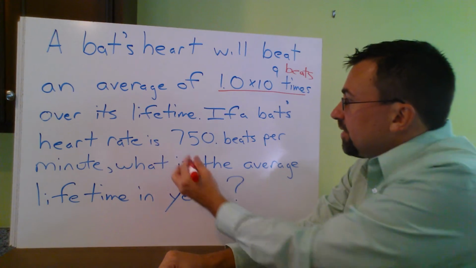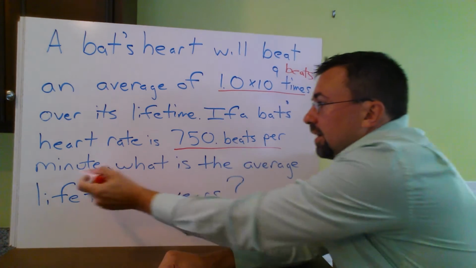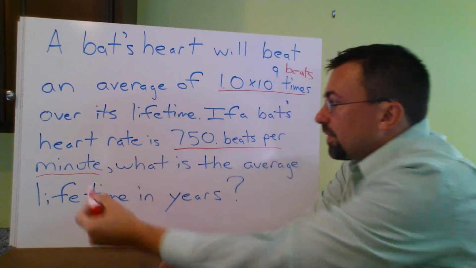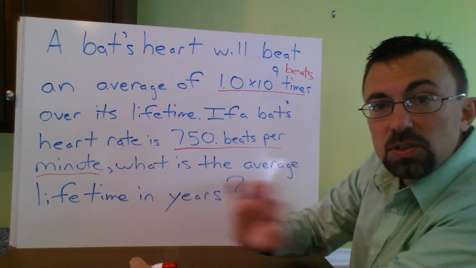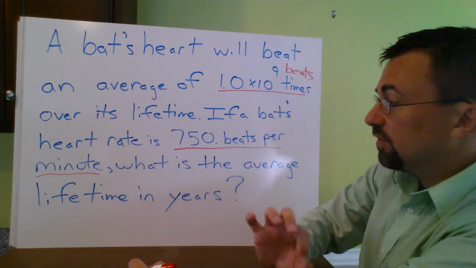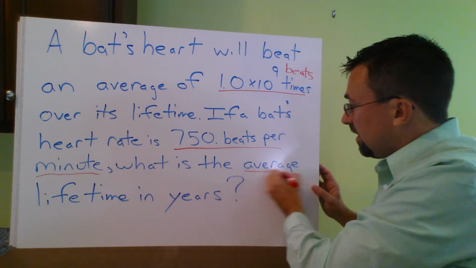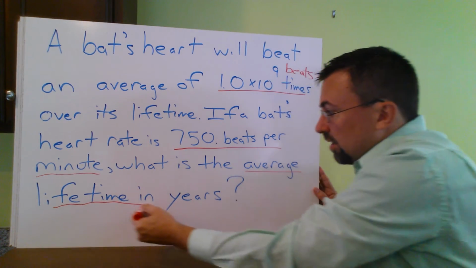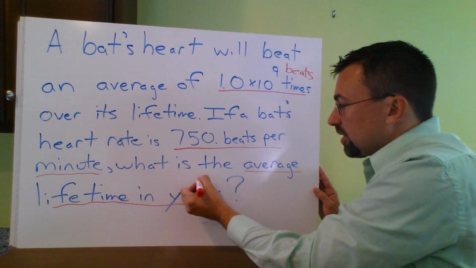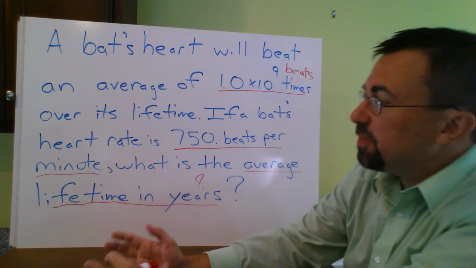If a bat's heart rate is 750 beats per minute, that's certainly a number we want. What is the average lifetime? And this is always important: what are we asked to solve for? Because we're always going to work backwards on problems. So the average lifetime in years, and that's our question mark. That's what we're solving for. So those are the pieces of information.